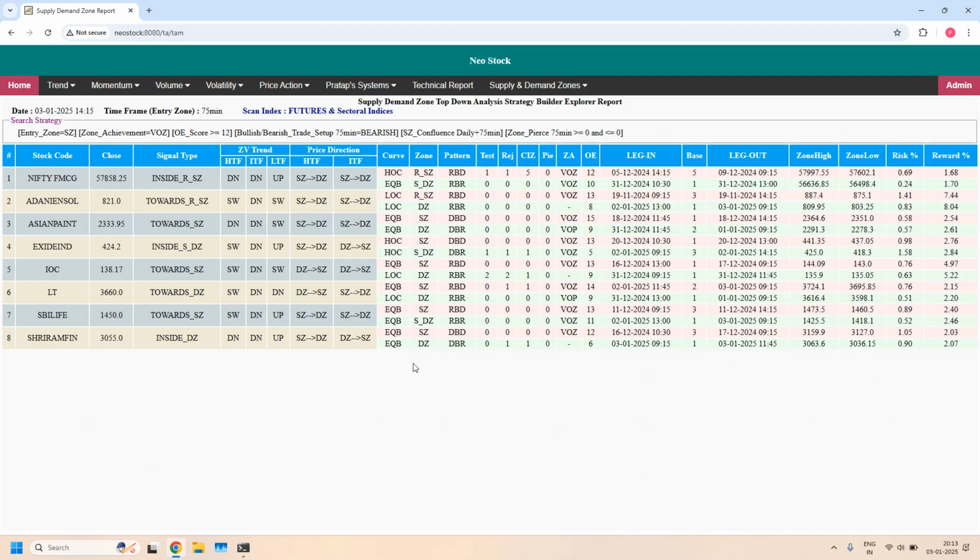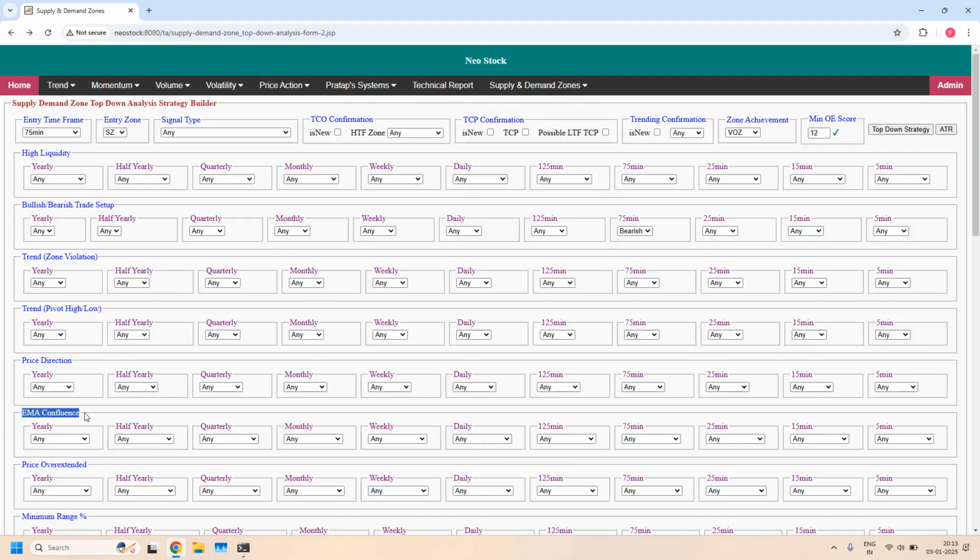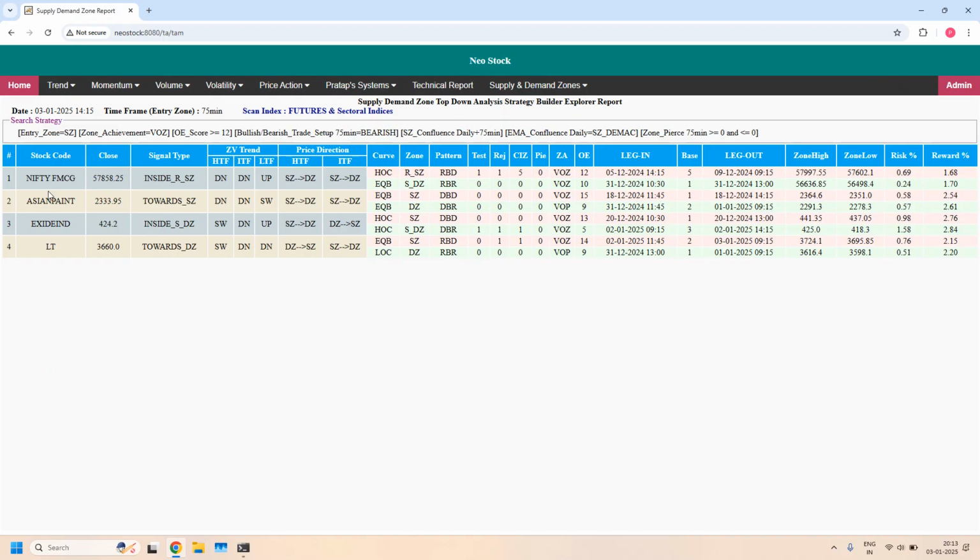In all these 8 stocks, these 75 minute supply zones are part of the daily supply zone. And daily trend is down in all these stocks, ITF trend. So that's why let us add the extra filter EMA Confluence on daily time frame, because 75 minute supply zone is part of the daily supply zone. That's why I am enabling the filter daily supply zone with daily EMA Confluence. So 4 stocks are filtered. These 4 are even more high probability trade setup supported stocks.